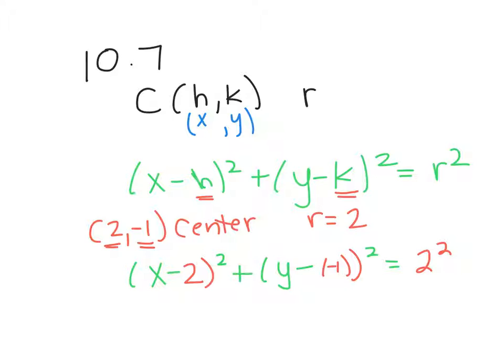And the only way you're really going to simplify this is (x minus 2) squared, which will not simplify, plus (y plus 1), because it's minus a negative, squared, equals my 4.